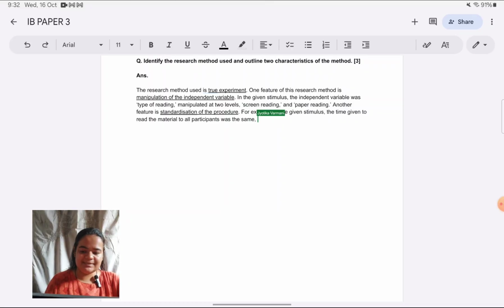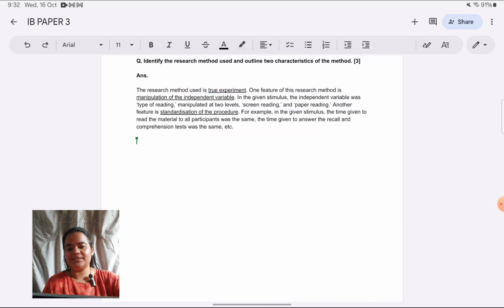And for one more example, the time to answer the recall and comprehension tests was the same, etc. Okay, so that is how we can answer the first question. I hope it's clear to you. Let me paste the second question. That is also exactly as expected.